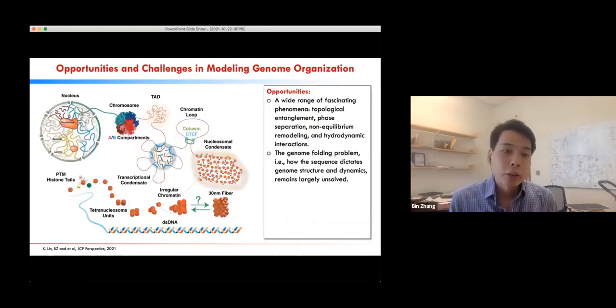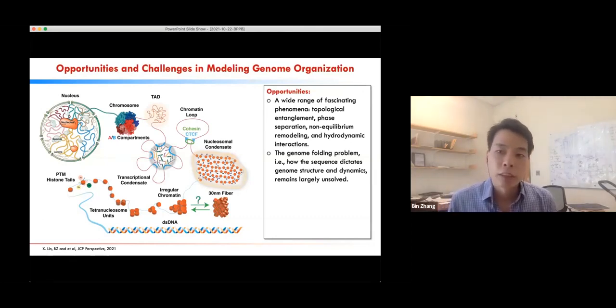Now, in addition to its biological significance, the reason that we are particularly interested in the genome is also because it's actually a very fun and complex problem. And there are a lot of fascinating phenomena occurring. And better yet, much regarding how the genome is established in 3D, the underlying mechanism remains unknown. So there are a lot of opportunities for discovery.